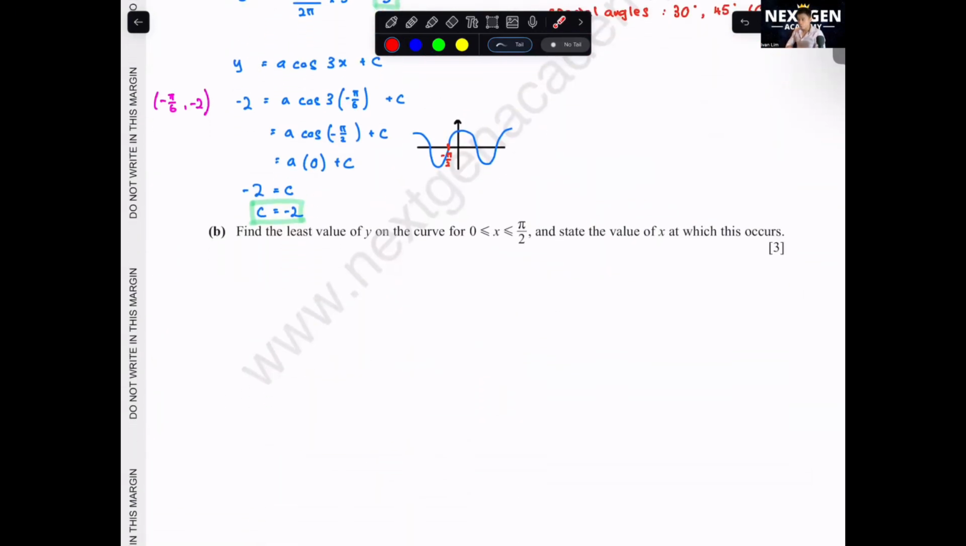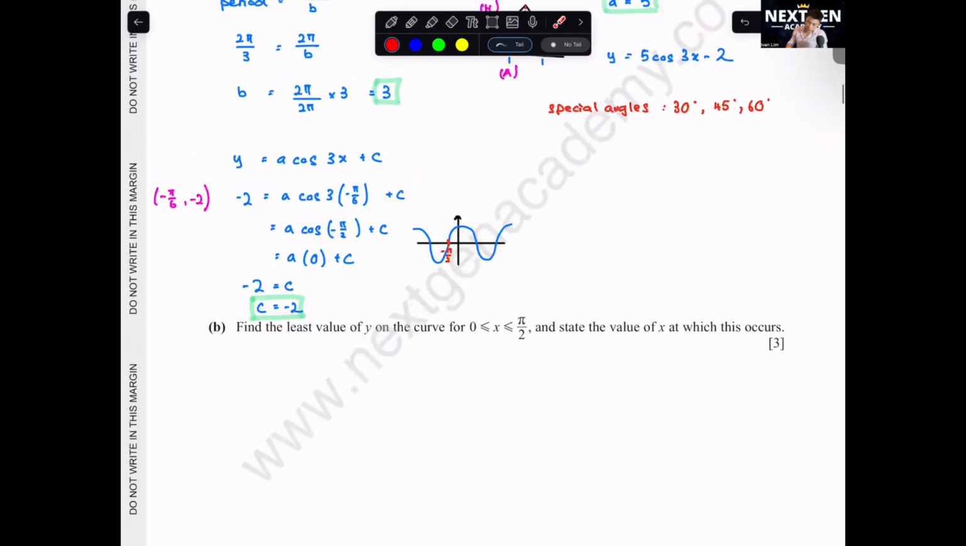Find the least value of y on the curve from 0 to pi over 2 and state the value of x at which this occurs. Let me see, can we do this without a calculator? Actually, we can. First thing, how do we find the least value? What is the least value of a cos graph? That's the first thing we need to determine.